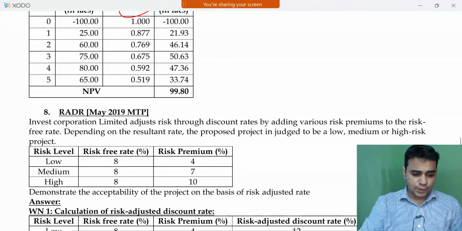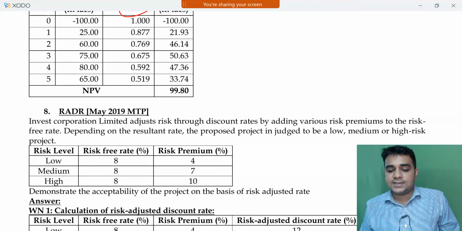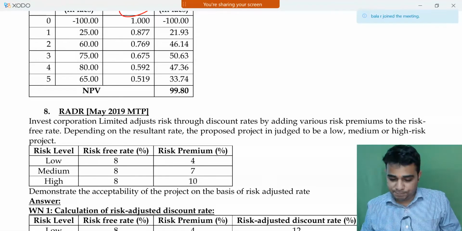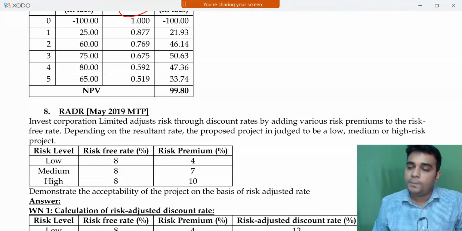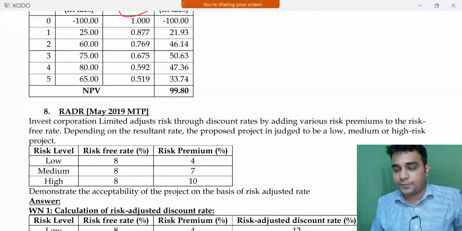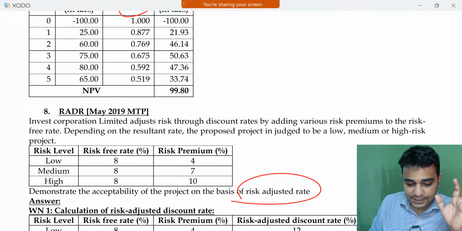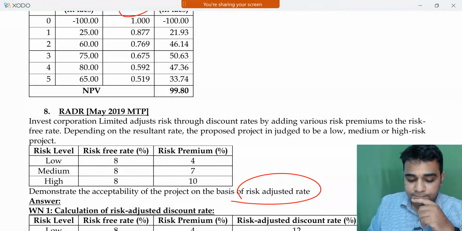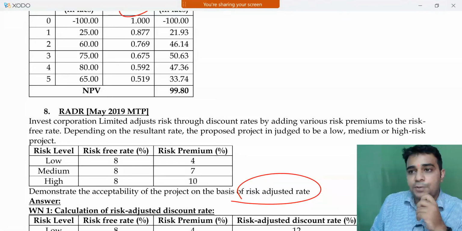Question 8. Okay, there's nothing much on this question. Invest Corporation Limited adjusts risk through discount rates by adding various risk premiums to the risk-free rate depending on the resultant rate. The proposed project is judged to be a low, medium or high risk project. Risk-free rate, risk premium, demonstrate the acceptability of the project on the basis of risk adjusted rate. Now, what they are saying is, if you are a low risk project, read it and let me know, what will be the discount rate?